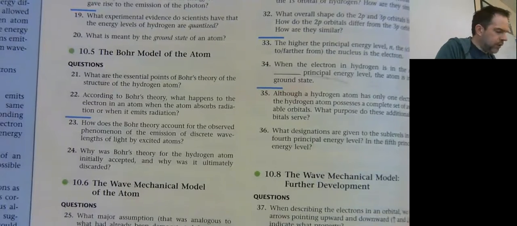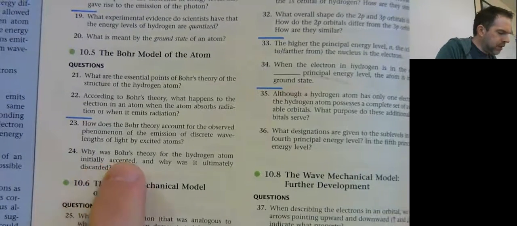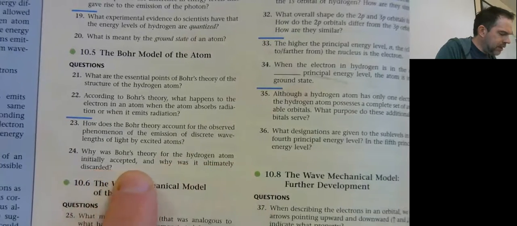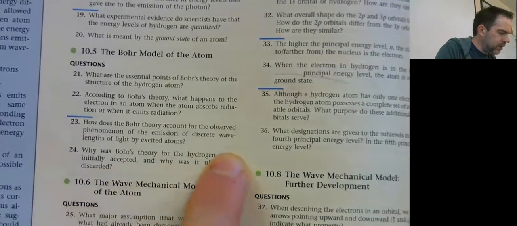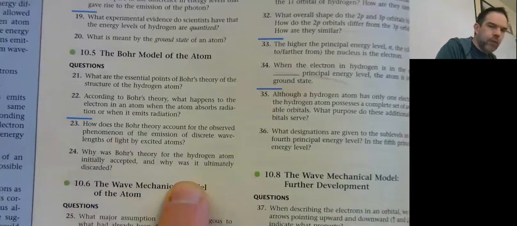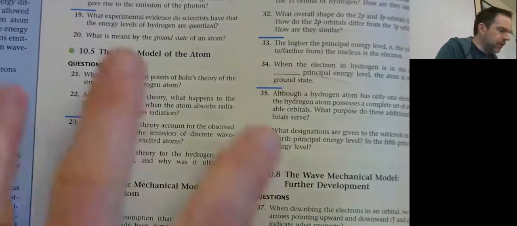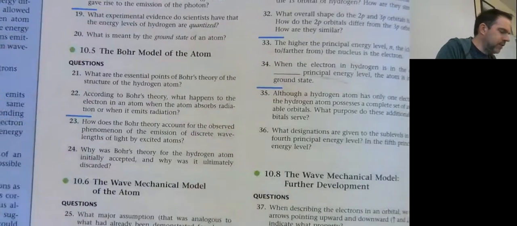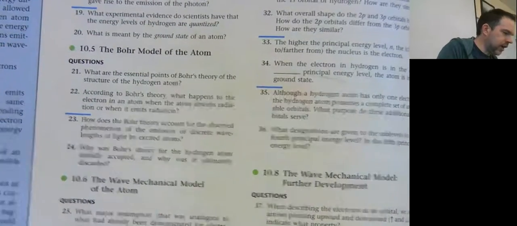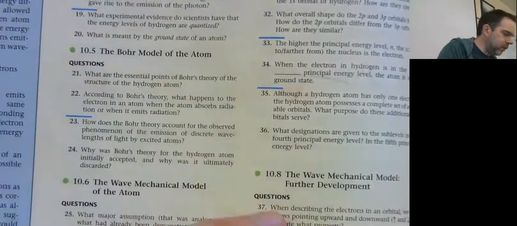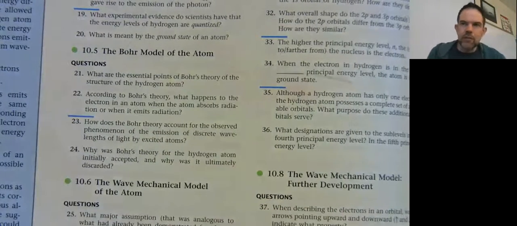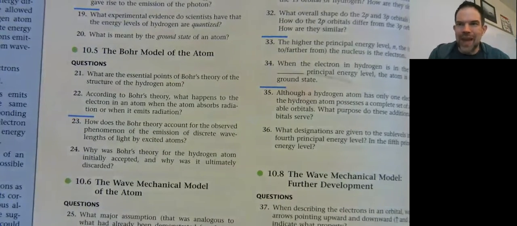Finally, number 24. What was Bohr's theory for the hydrogen atom? Why was it initially accepted, and why was it ultimately discarded? First, it perfectly explained the motion of electrons on a hydrogen atom. The rings perfectly explained it. The problem is it doesn't work for other atoms. It just works for hydrogen. And the moment you start applying it to other ones, it doesn't work. In fact, the truth is much more complex than that.